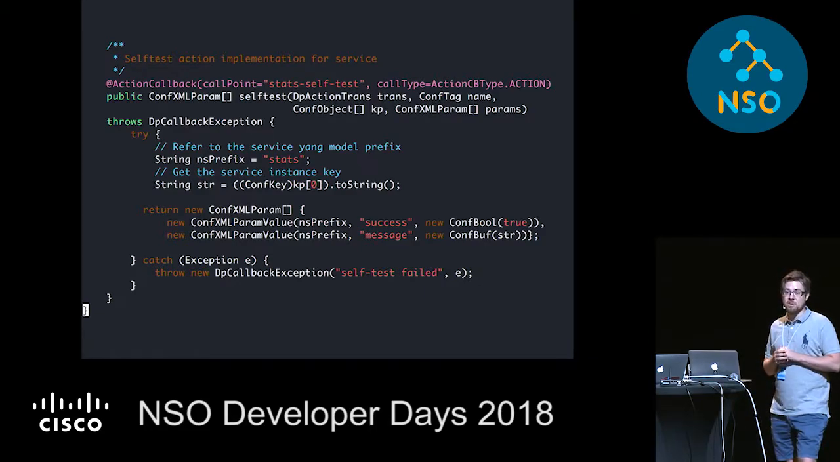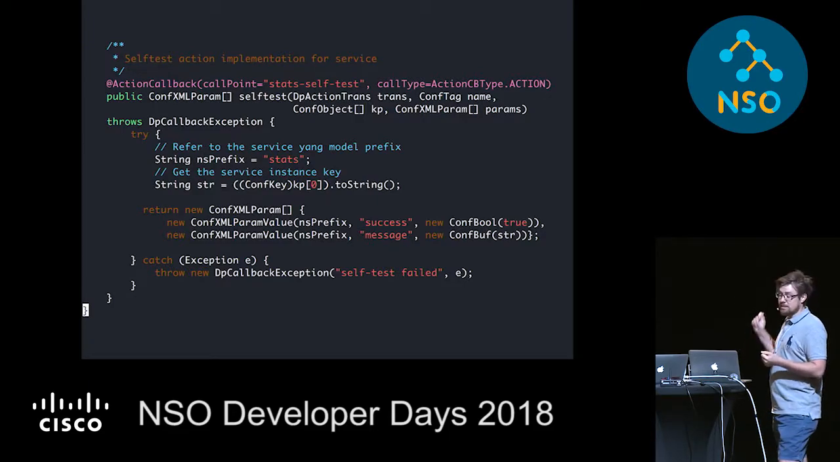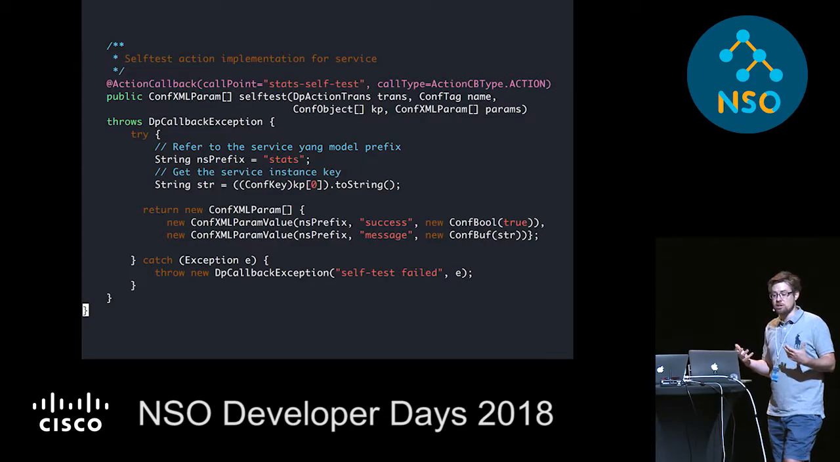This is a self-test function. It is a piece of skeleton code that you get when you run NCS make package. The idea behind a self-test action is that for every service that you define in NCS, there is also a self-test action. So services aren't just about pushing configuration, they're just as much about retrieving state from the network, evaluating that state, and making sure that it measures up to expectations.